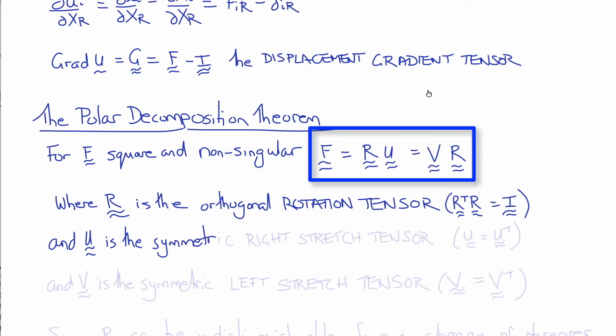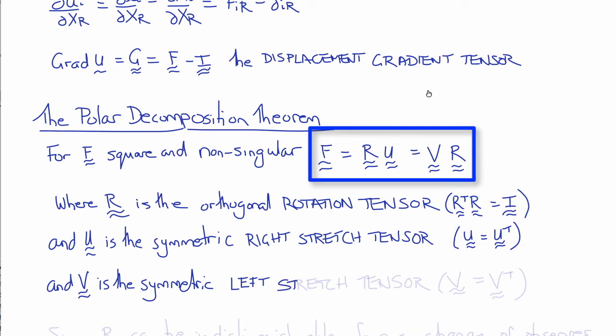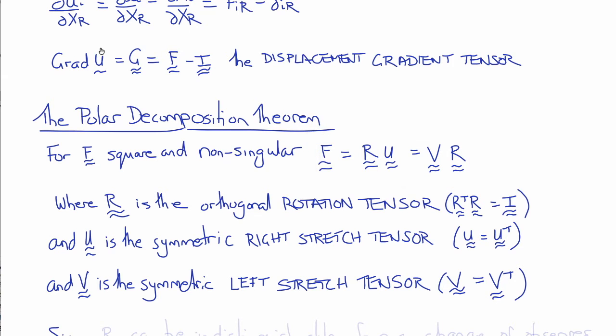And U is the symmetric right stretch tensor. So U is equal to U transpose. In the alternative form of the polar decomposition theorem, V, which is also symmetric, is called the left stretch tensor. So V equals V transpose. So the deformation gradient can always be decomposed into a stretch and a rotation, because that's the two things that can happen to the vector. It can change its length, and it can change its orientation.